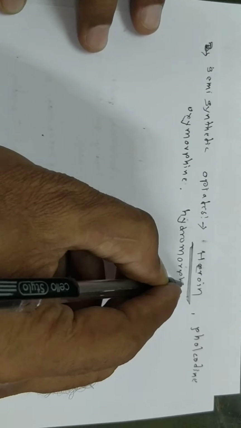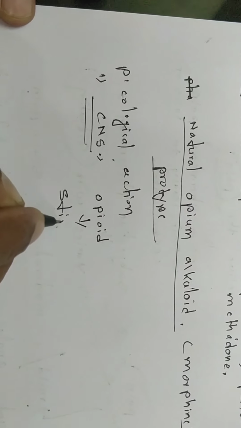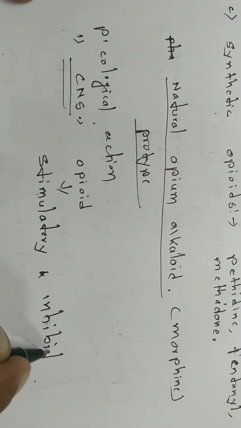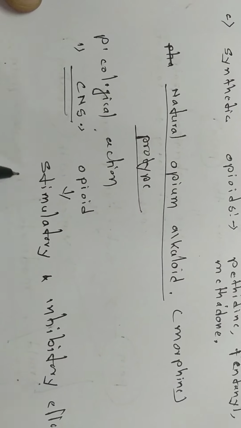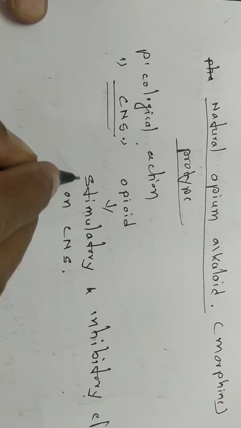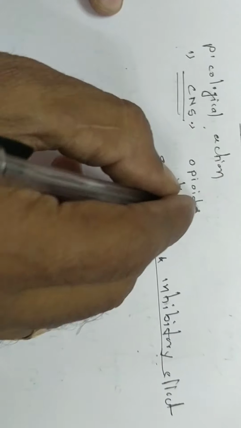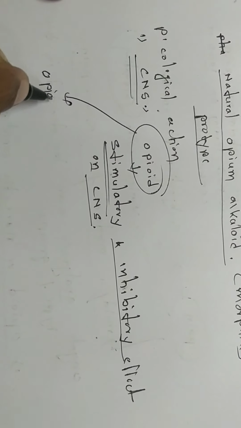The natural opium alkaloid is morphine. In this group, the prototype is used in pharmacology. First, the pharmacological action on the CNS. The opioid shows a mixture of stimulatory and inhibitory effects on the CNS, and the opioid acts on opioid receptors.